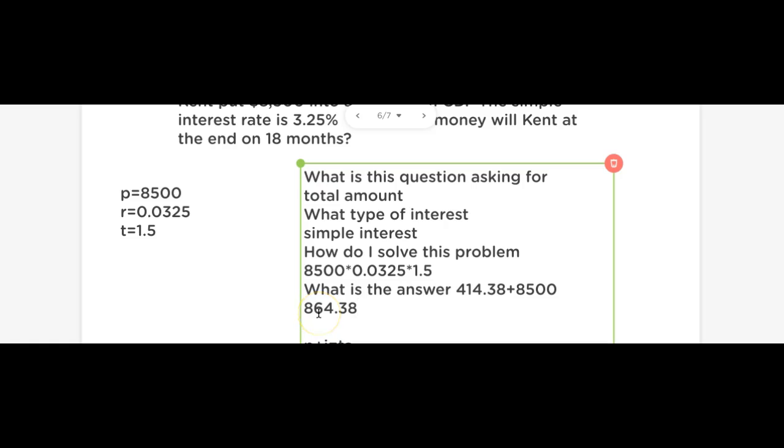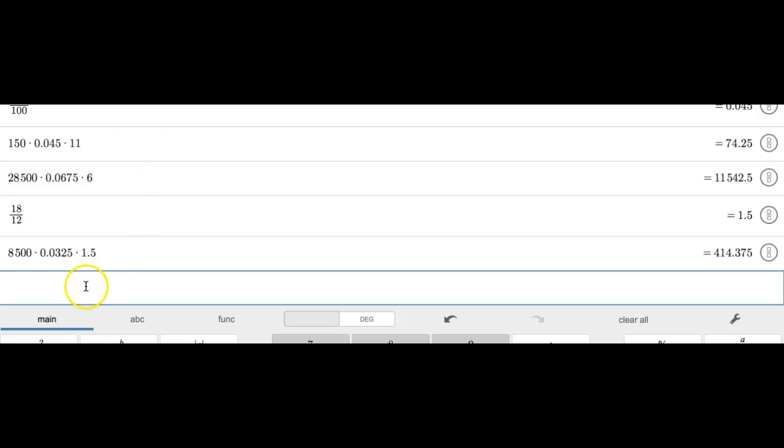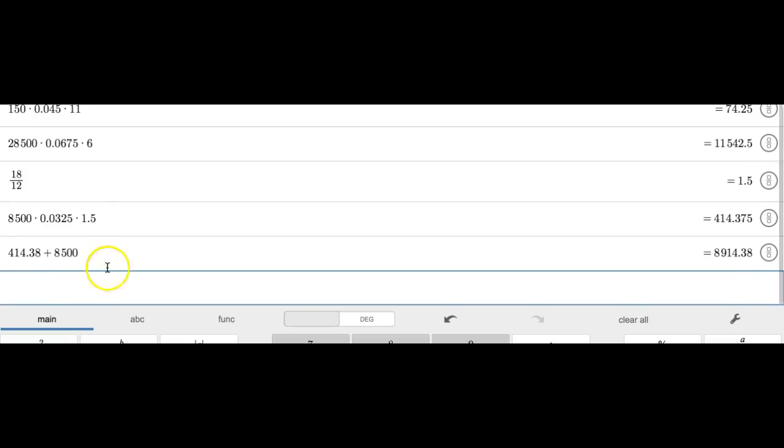So the answer to this question is, that's not right. My apologies. I'm looking at that wrong. That's going to be 8,000, 5 plus 4 gives you 9, 14. And for the sake of you guys, I'm going to put this in a calculator really quick so you guys see what I did. I did the 414.38 plus 8500. And there we go. That's how we got that answer.